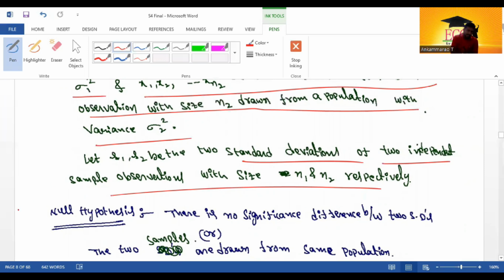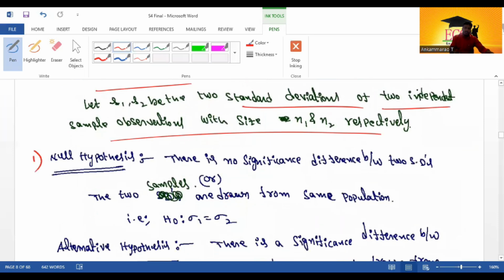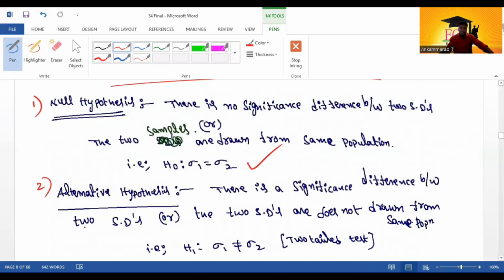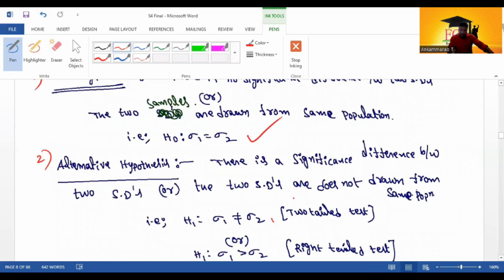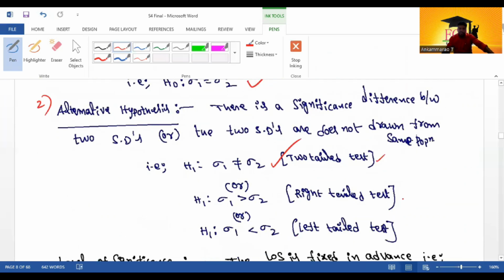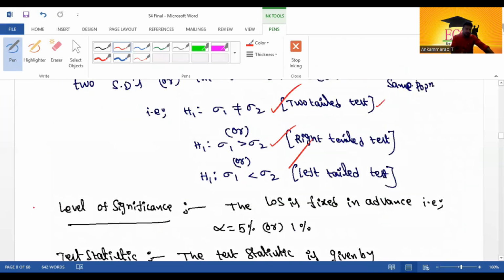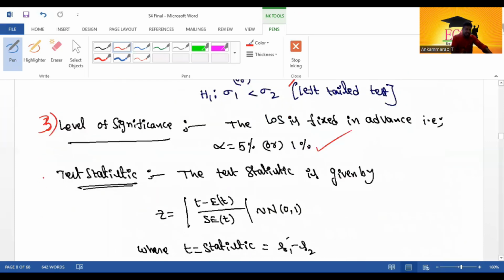So step 1 is the null hypothesis: there is no significant difference between two standard deviations, that is H naught: sigma 1 equal to sigma 2. Alternative hypothesis: there is a significant difference between two standard deviations, that is H1: sigma 1 not equal to sigma 2. Not equal is a two tail test, greater than is a right tail test, less than is a left tail test. Next, level of significance: the LOS is fixed in advance, that is alpha equal to 5% or 1%. The test statistic here is Z equal to modulus of t minus expectation of t divided by standard error of t.